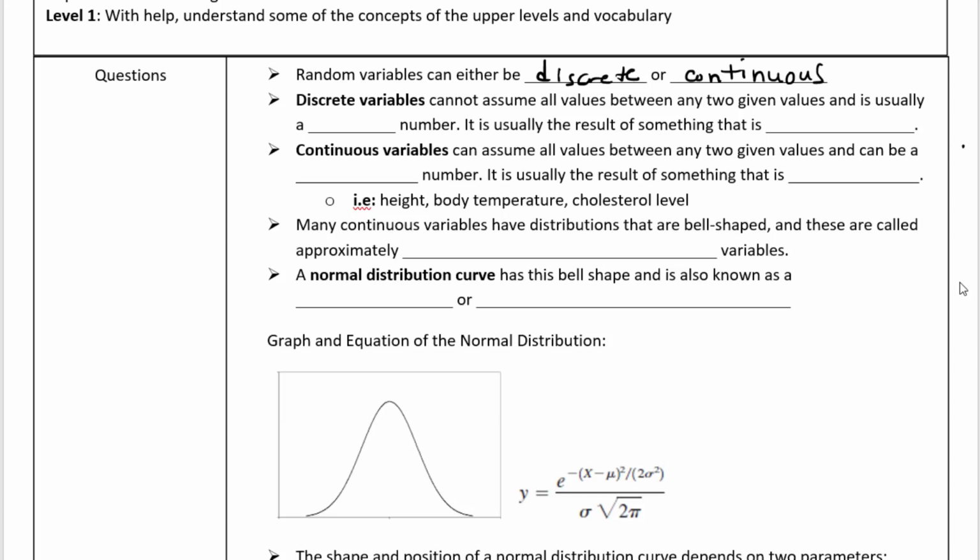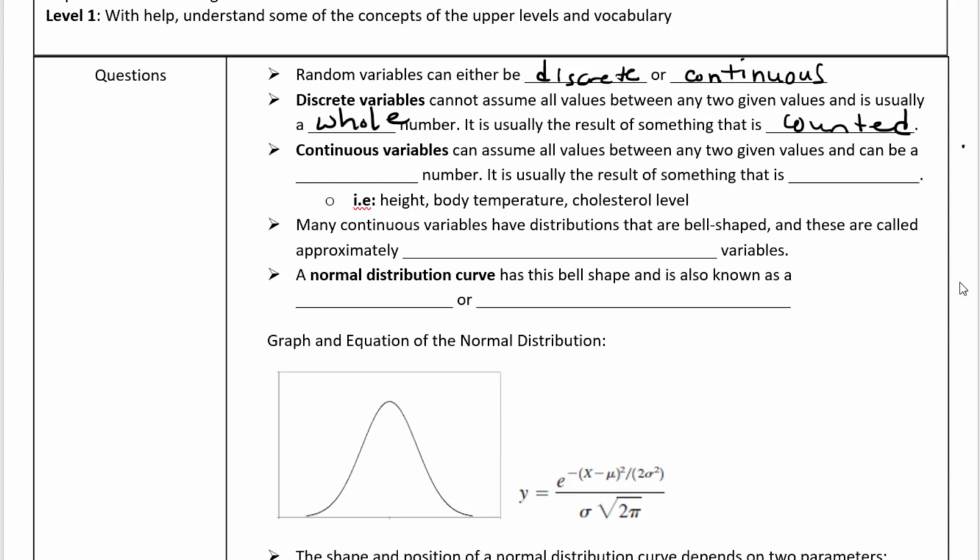Discrete variables, remember, are whole numbers. They cannot assume all values between any two given numbers, like between 1 and 4, for instance. You can take on 1, 2, 3, or 4, but you can't take on numbers like 1.5 or 1.2. You can't take on decimal numbers. It's usually a whole number, and it's usually the result of something that is counted, like the number of hot dogs cooked at a barbecue, for example. Different examples like that involve counting.